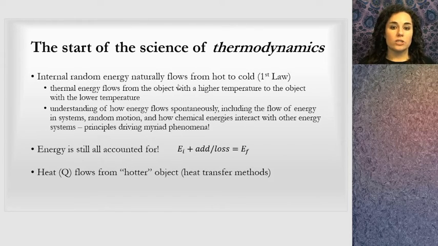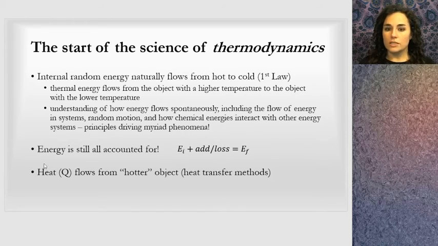Internal random energy naturally flows from hot to cold. This is the first law of thermodynamics, and it's very intuitive for you to know that it flows from hot to cold, from high temperature to low temperature. Understanding how energy flows spontaneously, what is the natural course of events, including flow of energy in systems of random motion and how chemical energies interact, are the principles for driving myriad phenomena, and that's why it is fundamental in the general introductory study of physics.